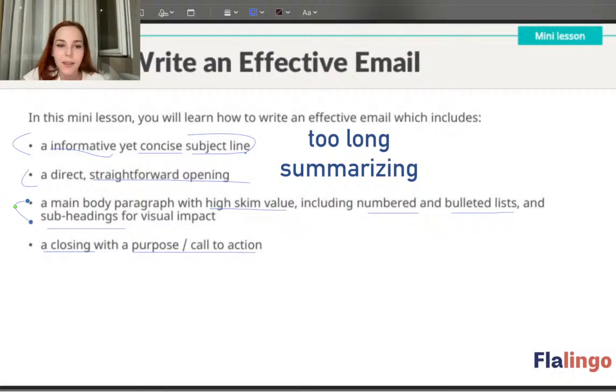The third part is the main body paragraph. It seems a really hard part, but it's not that complicated. The main body paragraph is the part where you explain your purpose of writing this email to the person and what you want, or let's say what you expect from this email and everything. Yeah. High skim value. This is an important part.